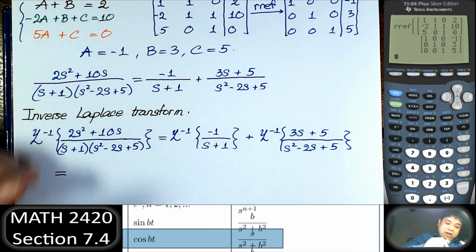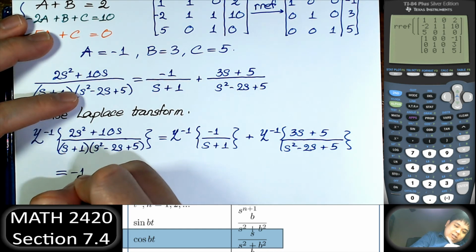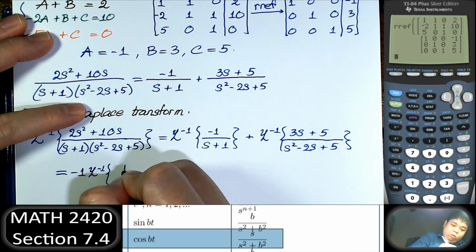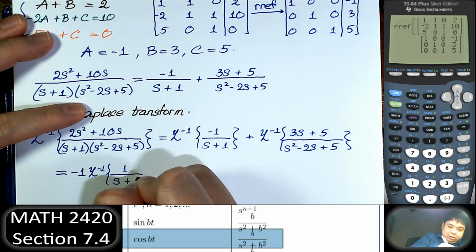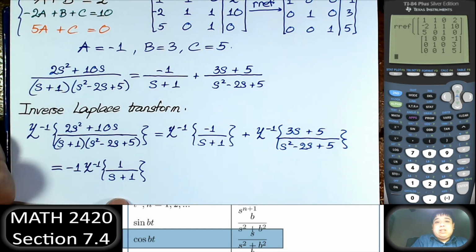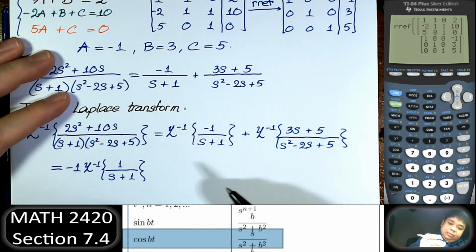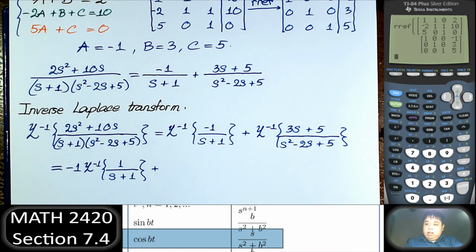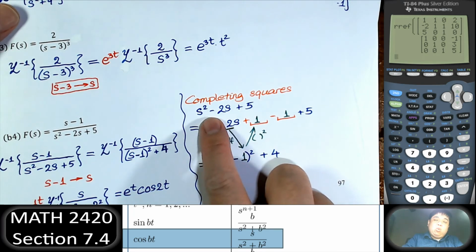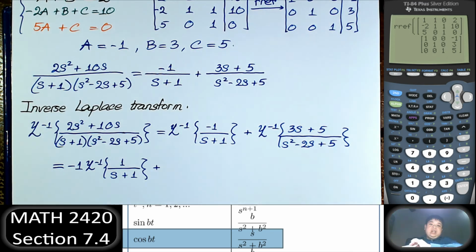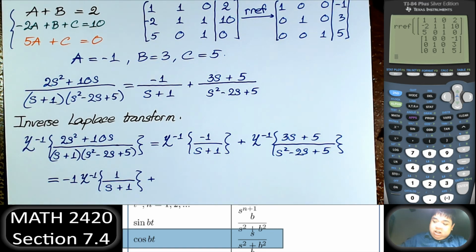Now this, because we take the minus 1 outside, then we just have 1 over s plus 1. That is the e to the negative t. Now, s squared minus 2s plus 5. Did we do that earlier? Yes. s squared minus 2s plus 5 is s minus 1 squared plus 4. So we did do the completing the square earlier.